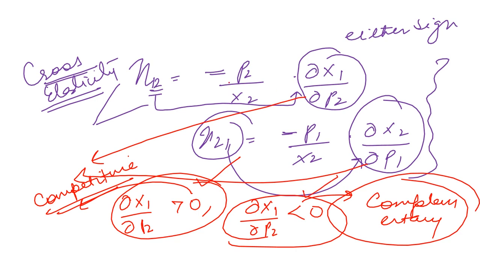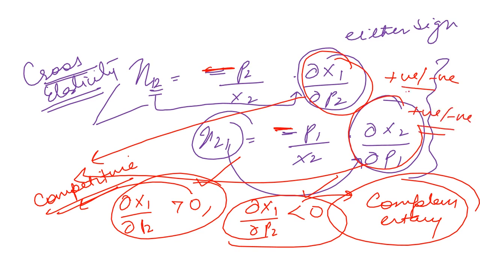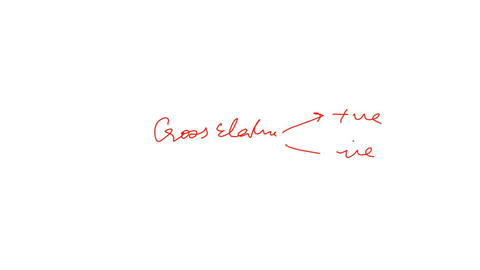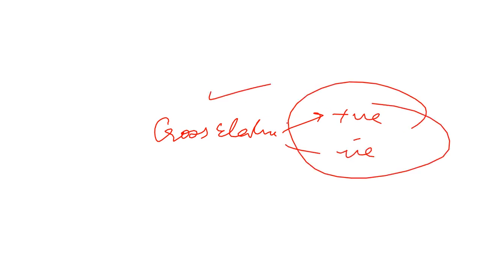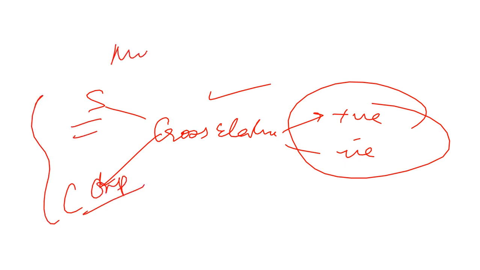So we have a minus sign here and a minus sign here, and this sign can be either positive or negative depending upon the case. The conclusion I can draw here is that cross elasticity can be positive or negative depending upon the goods we are talking about, whether substitutes or complementary goods. This is basically the nutshell.